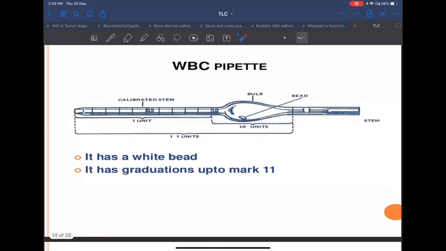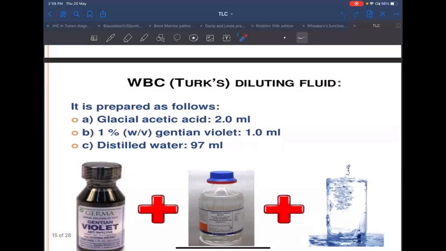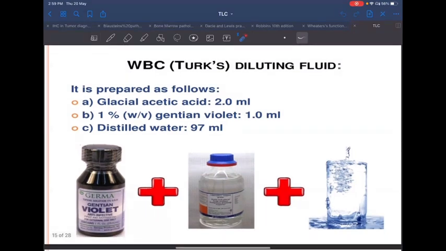It just kills them. Lysing fluid lyses the RBCs, kills them. So we use Turk's fluid as a diluting fluid, and it consists of glacial acetic acid, gentian violet, and distilled water. Glacial acetic acid is used to lyse RBCs.